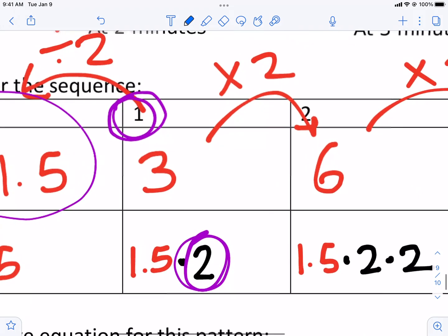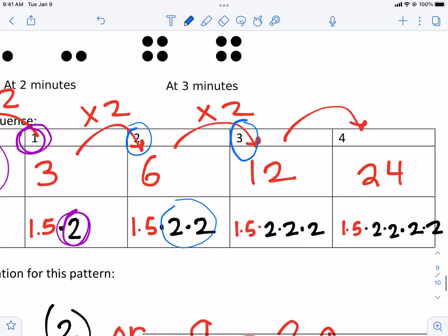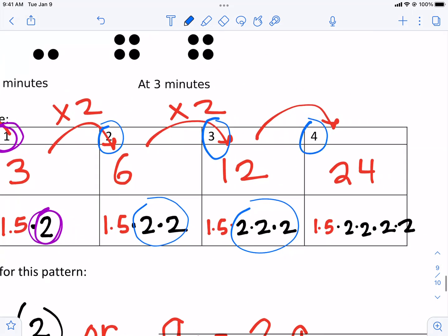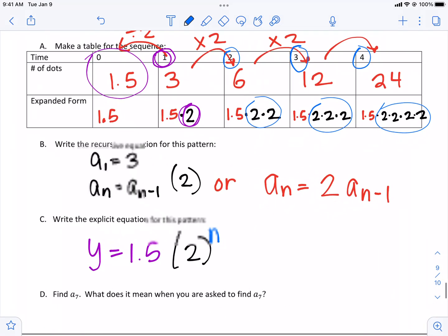So here at time 1 there's 1 2. At time 2 there's 2 2's. At time 3 there's 3 2's, and at time 4 there's 4 2's. So this is one way that you can write it. There's another way you can write it though. So let me switch colors.